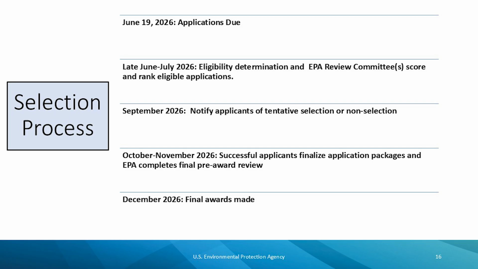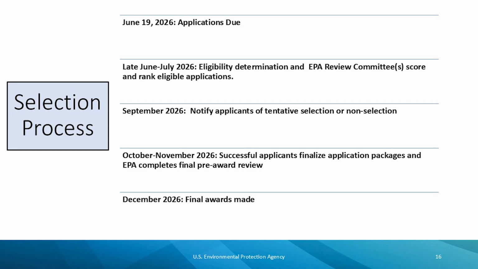EPA merit review committees will score and rank all eligible applications. This should be completed by the end of July 2026. In September 2026, EPA will notify applicants selected for tentative awards. Unsuccessful applicants will also be notified at that time.